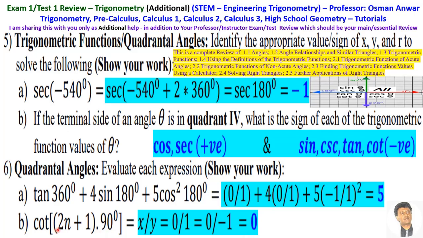Then if you increase n to 2, that will give you 5. 5 times 90 will take you back to 90 degrees. So as n increases, this angle fluctuates between 90 and 270. So either way, it is always 0.